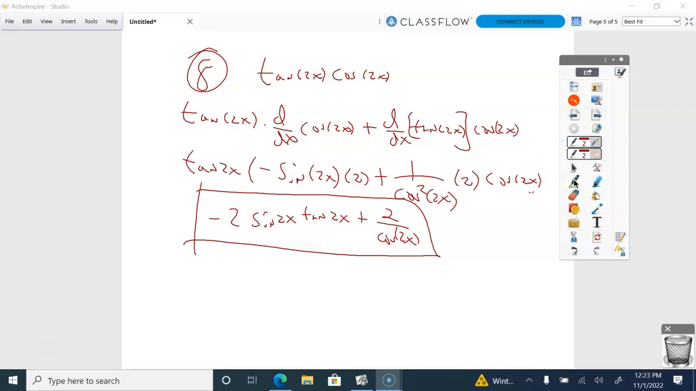Yeah, I'm talking about the tangent part. Can you do secant instead of cosine? Sure. Then you have secant squared times cosine 2x. Although you really should be able to cancel those out. That might cause some confusion. Not much.